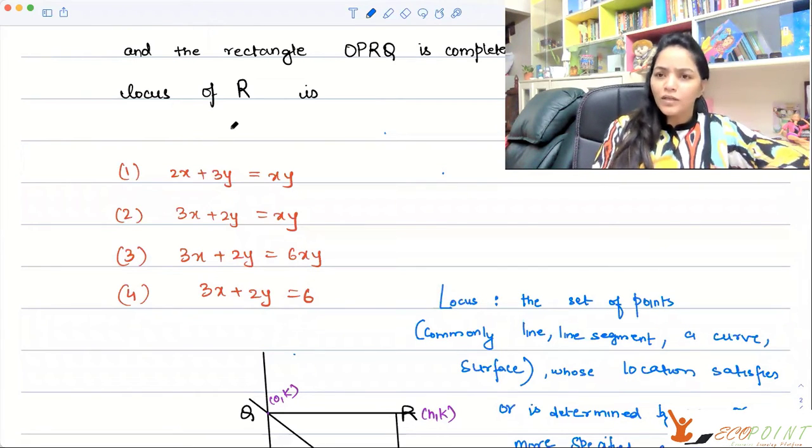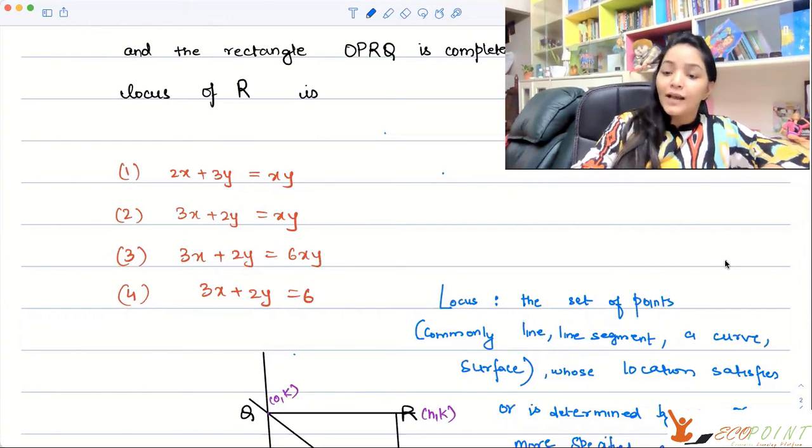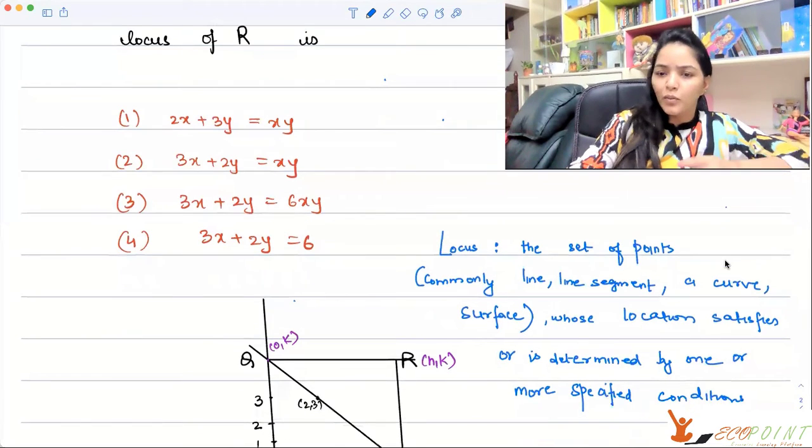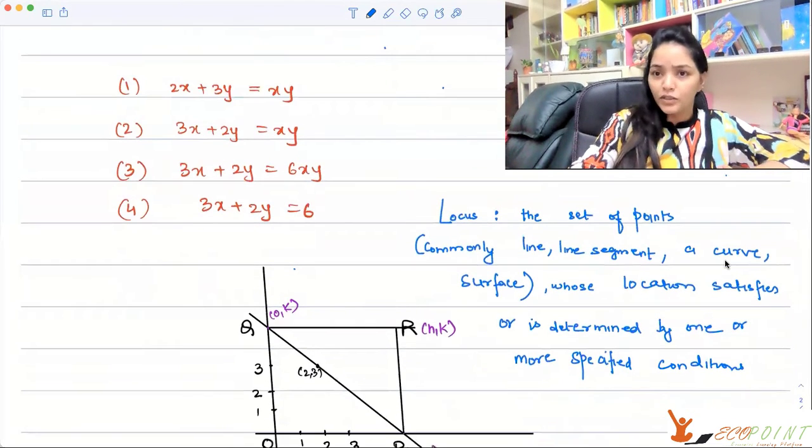The question arises, what is locus? Locus is essentially the set of points. It could be a line segment, a curve, or a surface. It's a set of points whose location satisfies some conditions. It could be one condition or more than one condition.